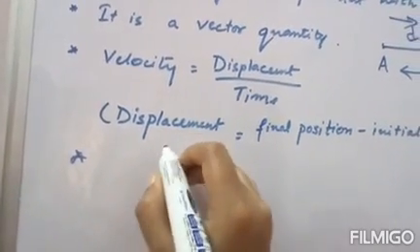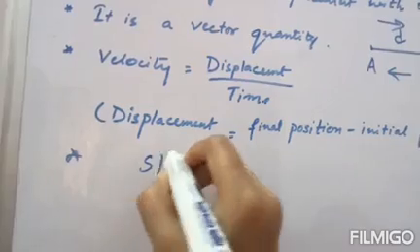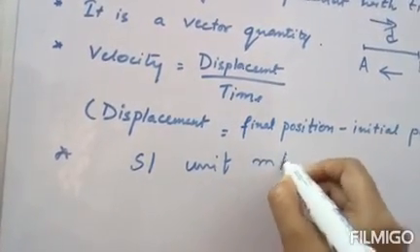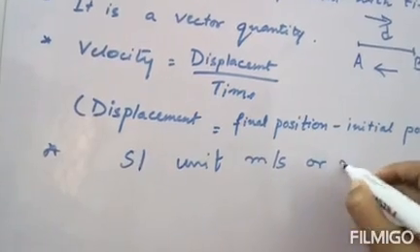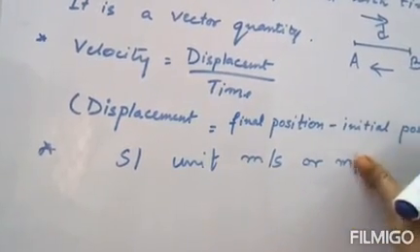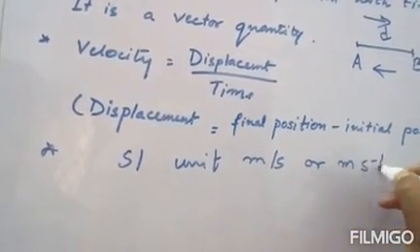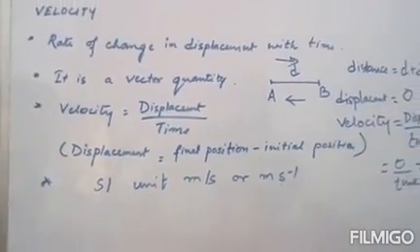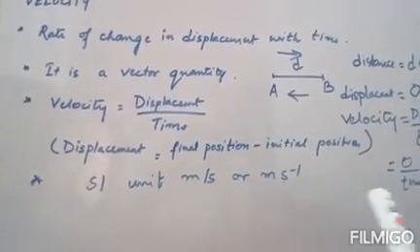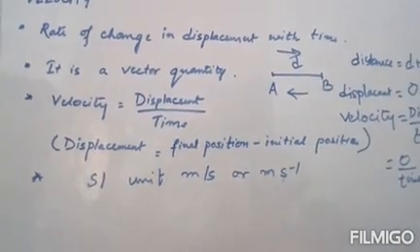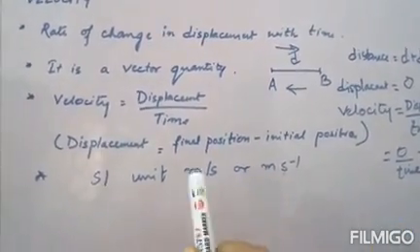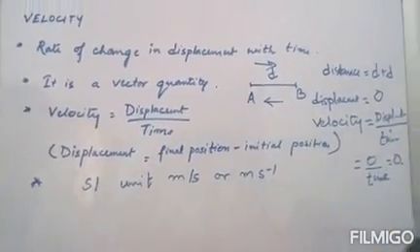Now what is the SI unit of velocity? The SI unit is meter per second, just like speed. There are other units also that define velocity, such as kilometer per hour, but we take the standard unit as meter per second. Understood?